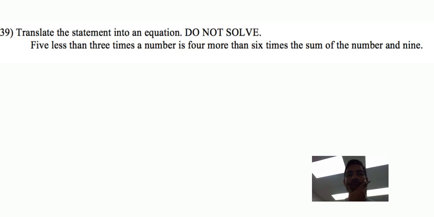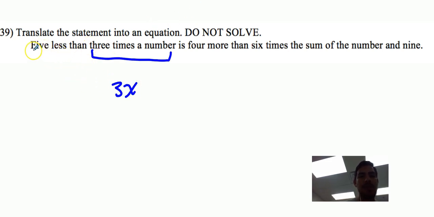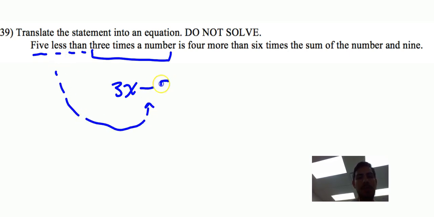Number 39. Okay, translate this statement. So here's what we do. 5 less than 3 times the number. I'm going to start here, actually. 3 times the number is 3x. And 5 less than that number goes here. This is 5 less than 3 times the number.